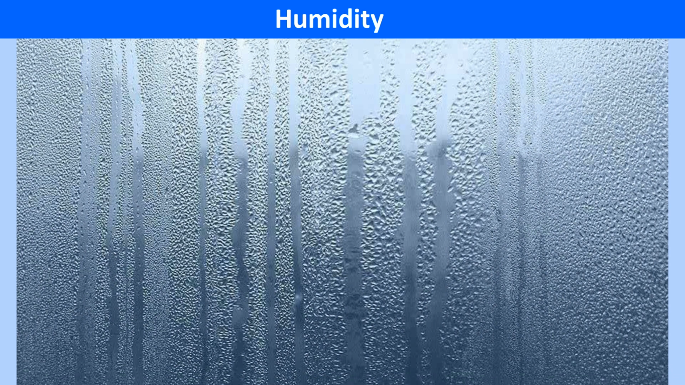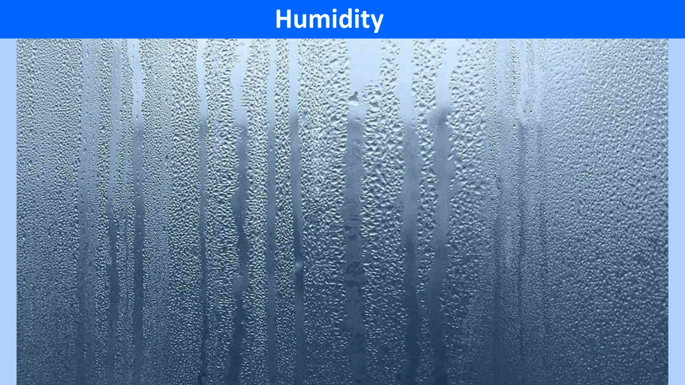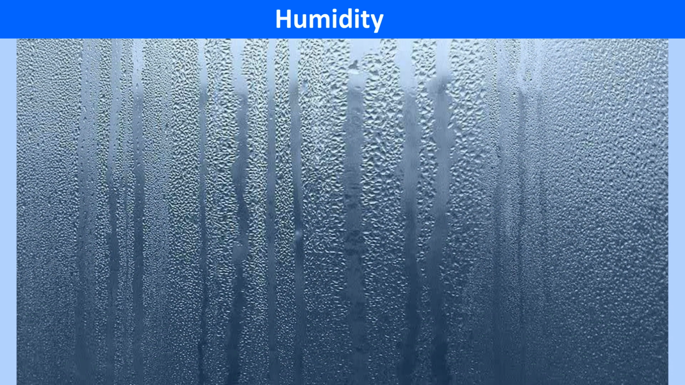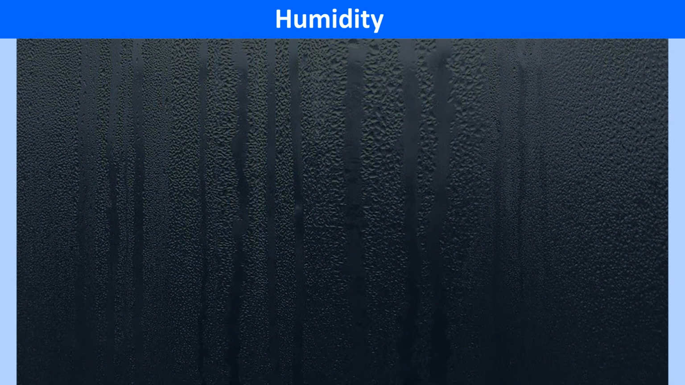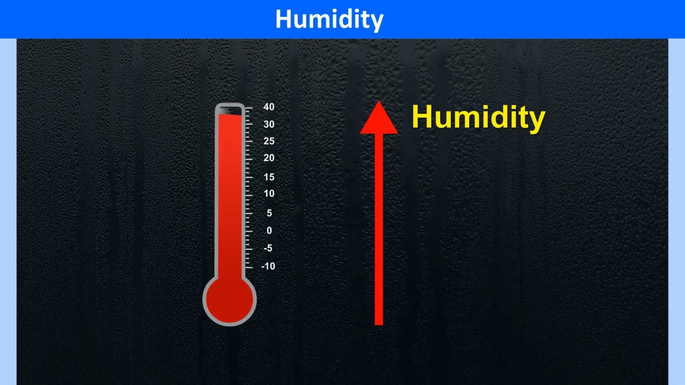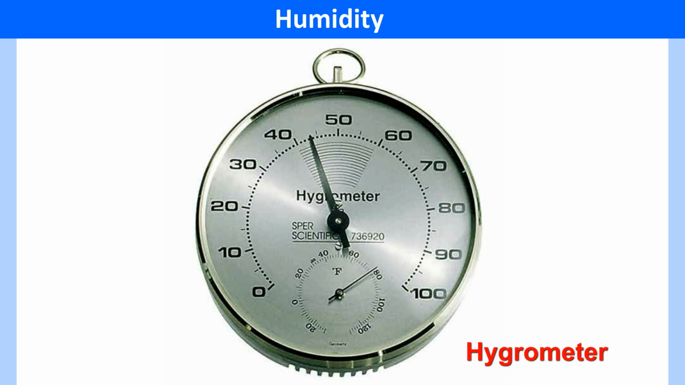Humidity refers to the moisture content of the air around us, which is contingent on its temperature. That is, when the temperature is high, humidity increases due to high rate of evaporation. A hygrometer is used to measure humidity.